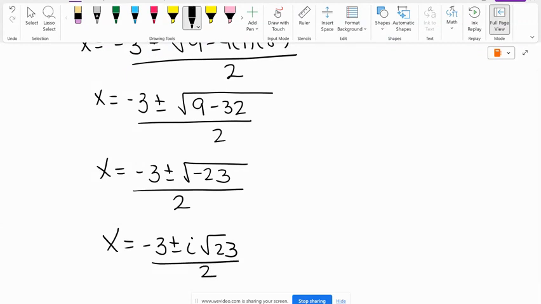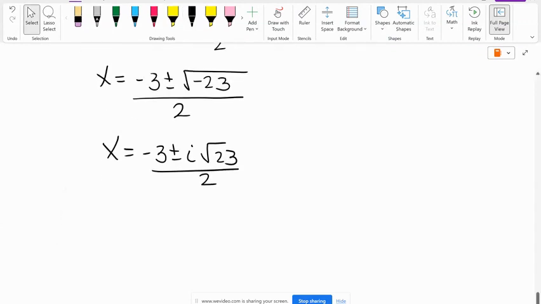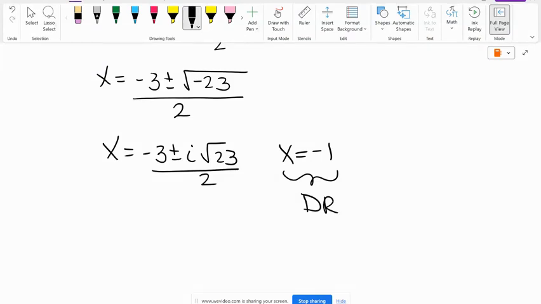How many roots is this? 2. Why 2? Because we have negative 3 plus i root 23, but then we also have negative 3 minus i root 23. So this is 2 roots. And then we had x equals negative 1, which was a double root. How many roots is that considered altogether then? 4 roots. Did we need 4 roots? Yes.